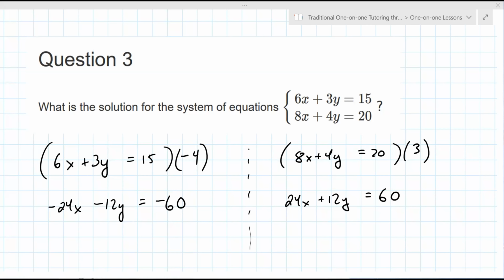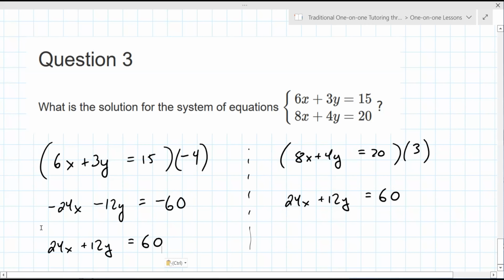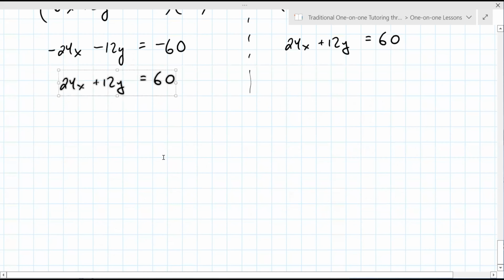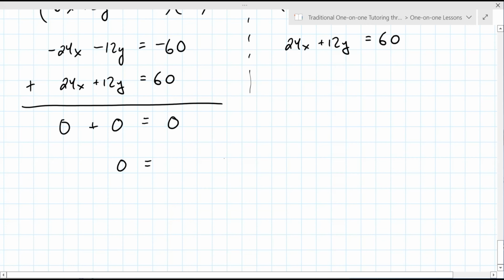All right, you got that down? Mhm. Okay, so what I'm going to do here is copy the equation underneath the other, and we're going to add them up vertically like we did in some earlier problems. What is negative 24x plus 24x? 0. Okay, what is minus 12y plus 12y? 0. What is negative 60 plus 60? 0. 0 plus 0 equals 0. Is 0 equals 0 a true statement? No. Yes, oh, it is.